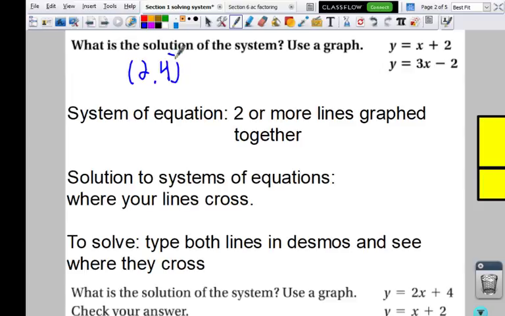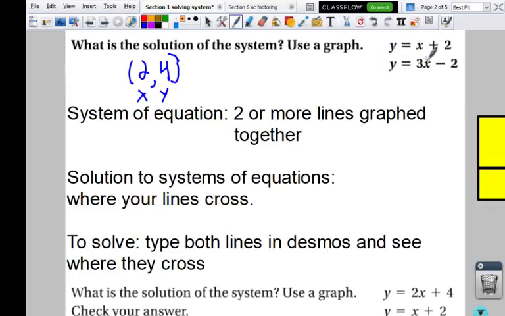And what this means is that's where our lines cross. And what that means is when I plug in 2 for my x, I get 4 for my y in both equations. So that's what the solution is. When I plug in 2 for my x, I get 4 for my y in both equations. So let's look at it real quick.